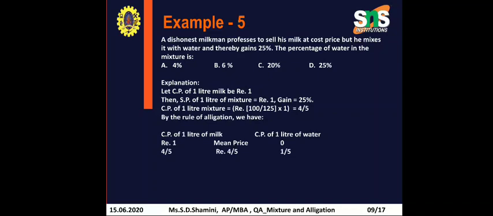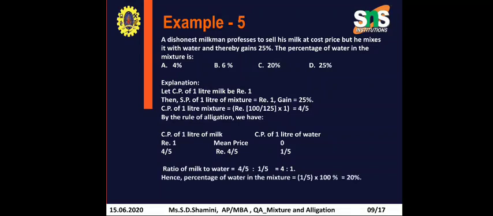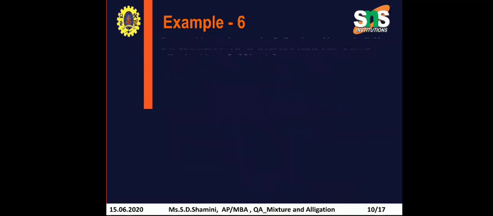So 4/5 minus 0 gives you 4/5, and 1 minus 4/5 gives you 1/5. So the ratio of milk to water equals 4/5 is to 1/5, which is 4:1. So the percentage of water in the mixture equals 1 divided by 5 into 100%, which, if you calculate this, you will get 20%. So your correct answer is option C, 20%.